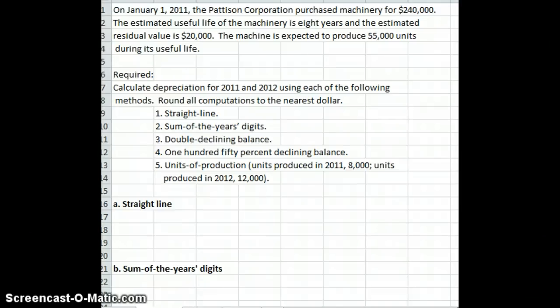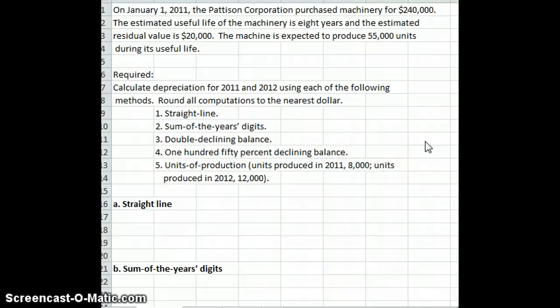Okay, in this example, we are going to talk about depreciation. So on January 1st, the Pattison Corporation purchased machinery for $240,000. The estimated useful life of the machinery is 8 years, and the estimated residual value is $20,000. The machine is expected to produce 55,000 units during its useful life.